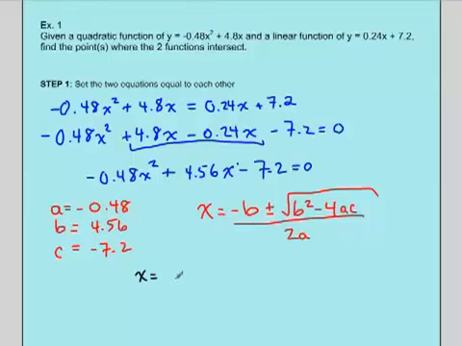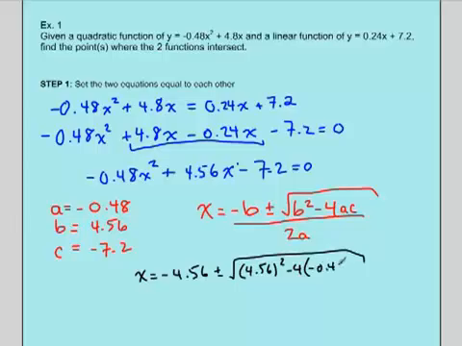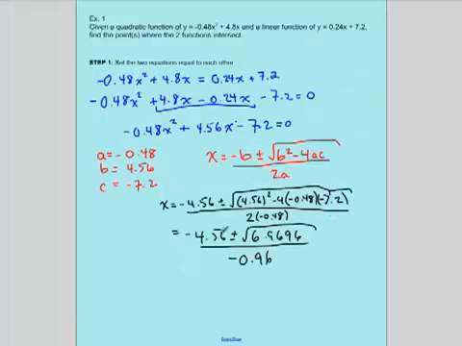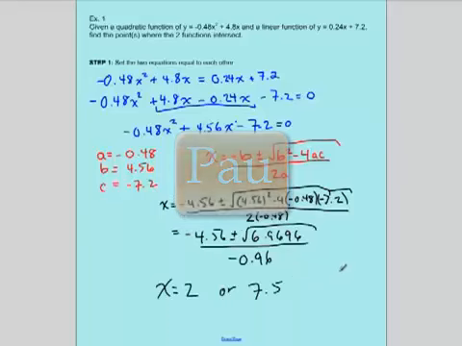Okay, so let's throw all these numbers into our quadratic formula and solve from here. So negative b, so negative 4.56, plus or minus the square root b squared, so 4.56 all squared, minus 4 times a, which is negative 0.48. We're going to have to watch this when we multiply this because we have two negatives now multiplying. And then times c, which is also negative, so negative. And so we're going to get two solutions here. One solution that involves the plus sign here, and one solution that involves the negative sign. So let's work those things out. Interesting thing. So x equals 2 or x equals 7.5.